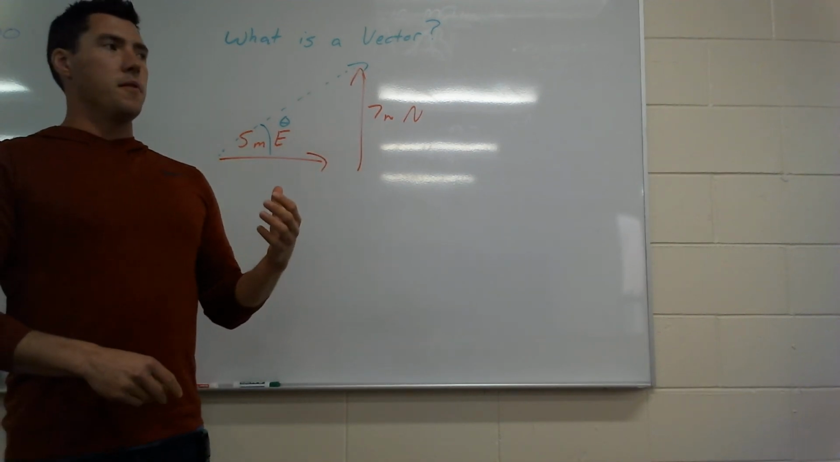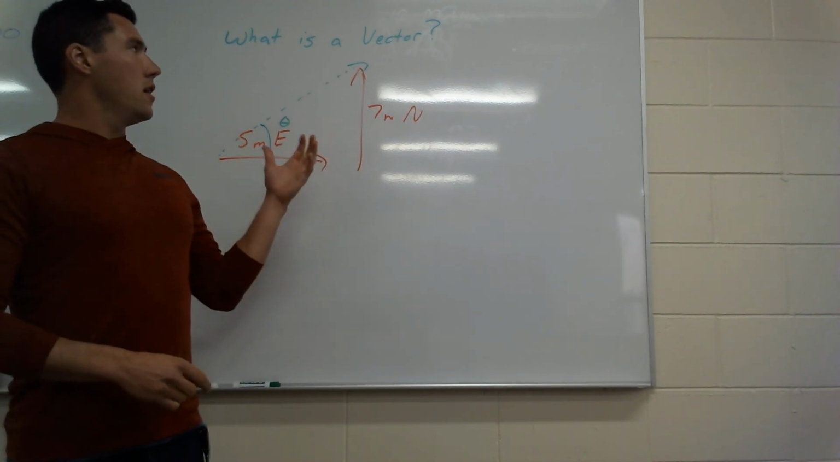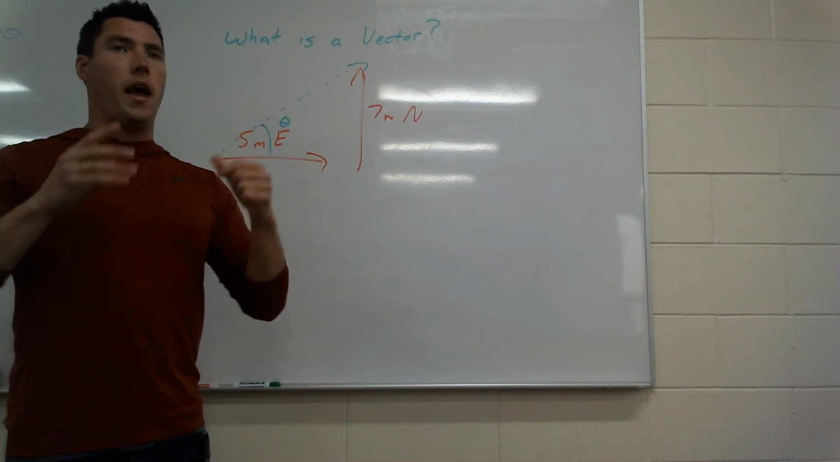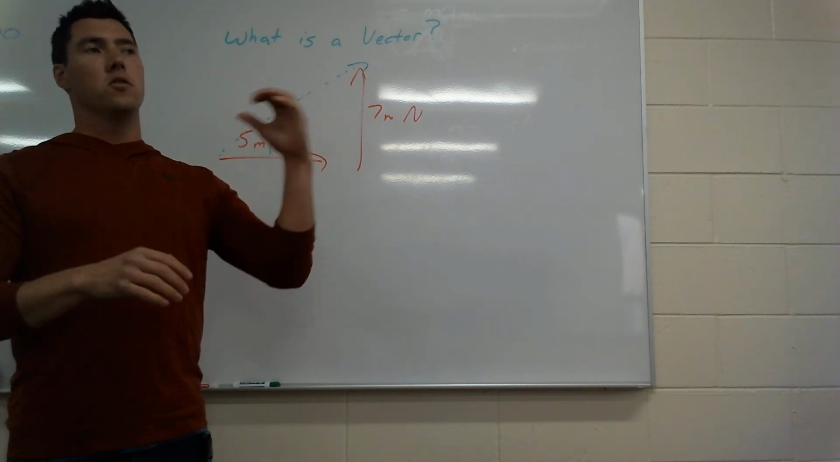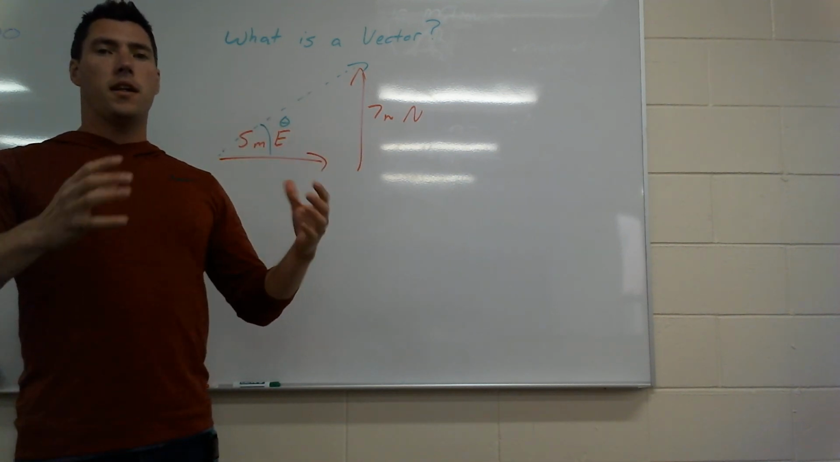So this is a little intro video about what vectors are. Again, anything with magnitude and direction, so it could be meters, just a distance. It could be meters per second, a velocity, as long as it still has a direction. That's kind of what a vector is.